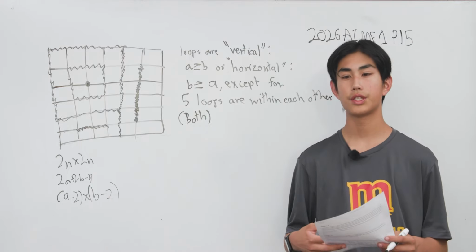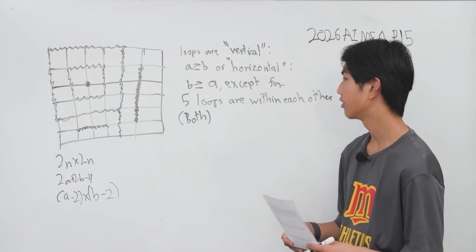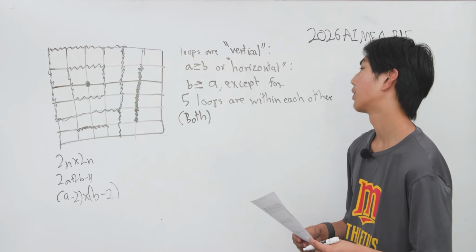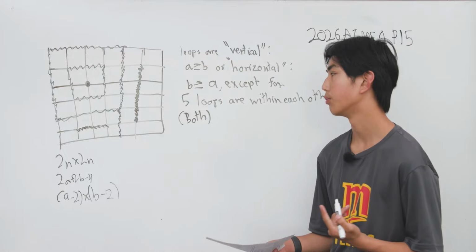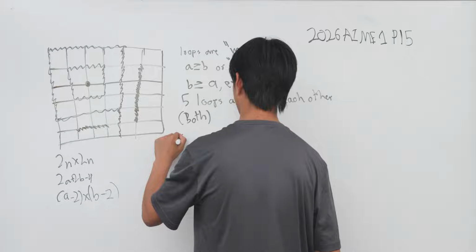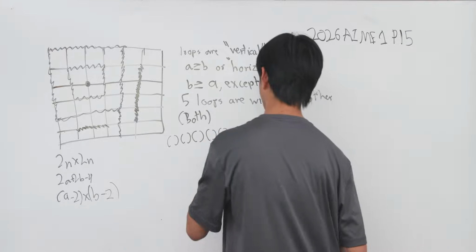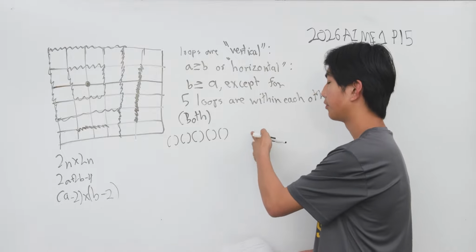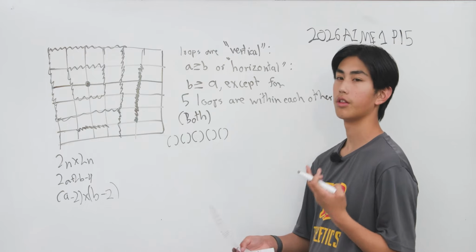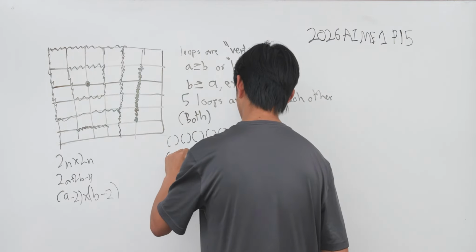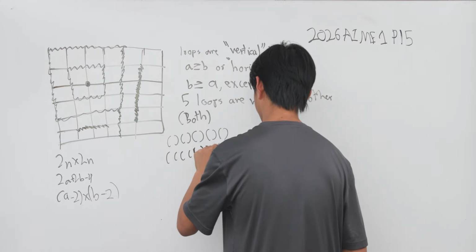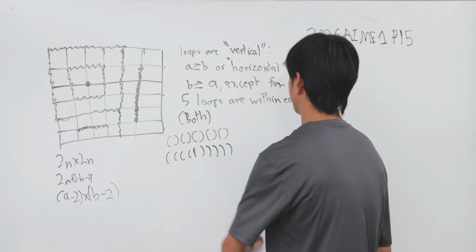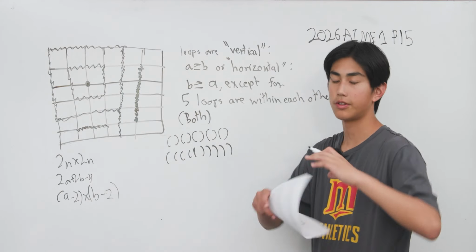Now we notice that loops have to either satisfy 2 rows or 2 columns. And for this problem, we can denote parentheses as one loop. So if we have 5 pairs of parentheses in a row, where a pair of parentheses is one loop, this is 5 loops that are not within each other. They're all separate. However, if we have parentheses like this, where they're enclosed in each other, this means that this is the case where all the loops are inside one another.